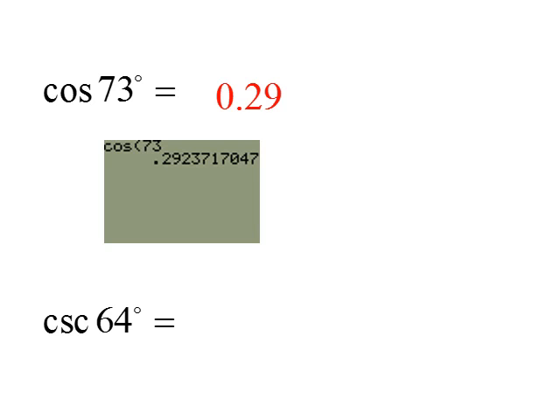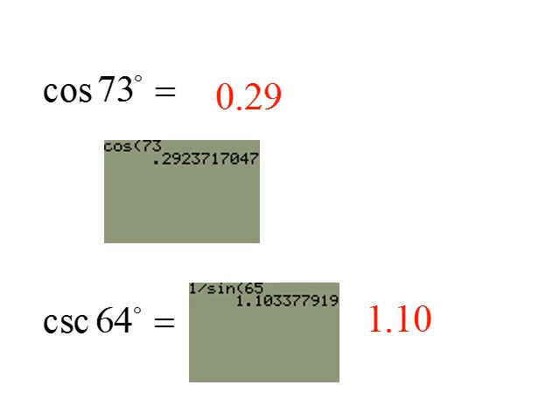Next, we're going to ask you to find the cosecant of 64. You may have to refer to your notes, but hopefully you remember that cosecant is the reciprocal of sine. So you have to type in 1 divided by the sine.